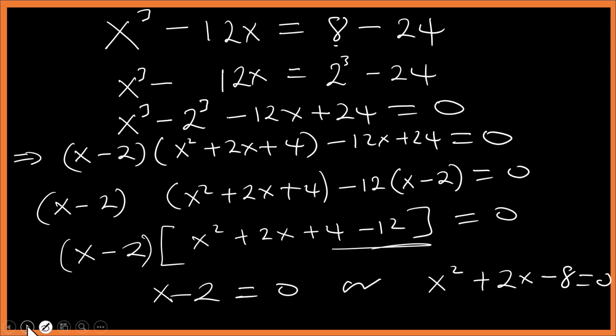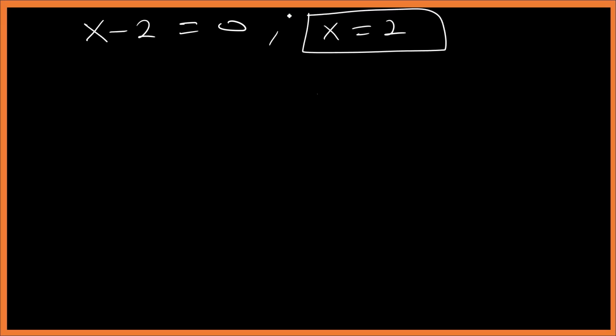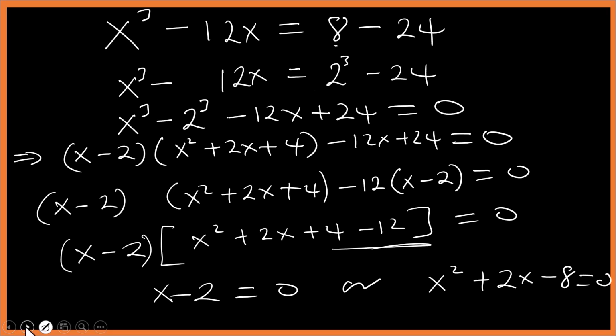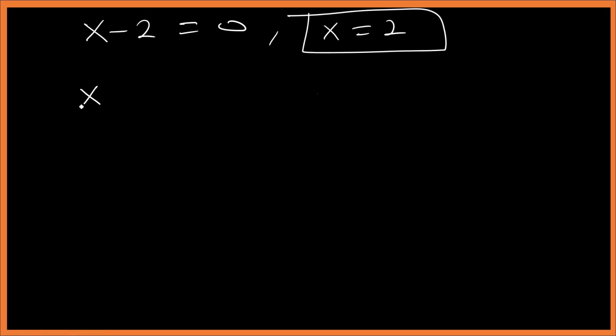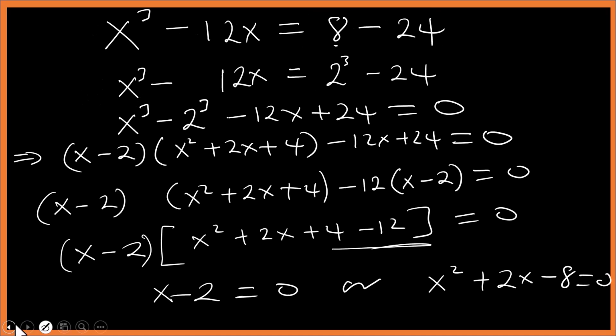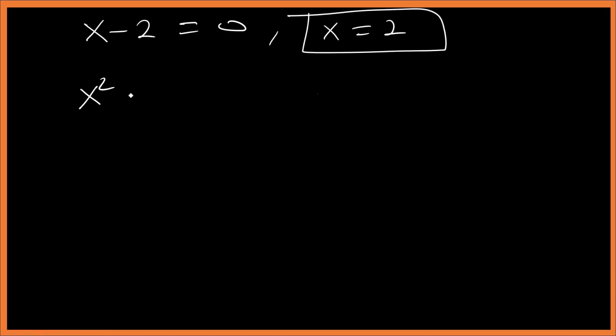So x minus 2 equals 0, x is 2. So the first solution is x equals 2. Now let's look at the other solutions. x squared plus 2x minus 8 equal to 0. So you have minus 8.